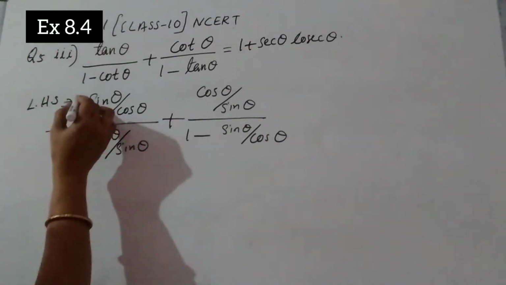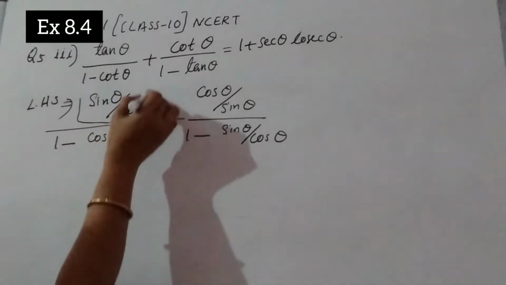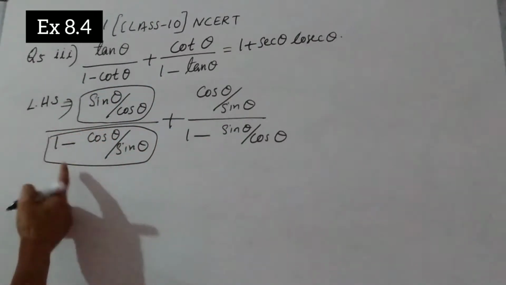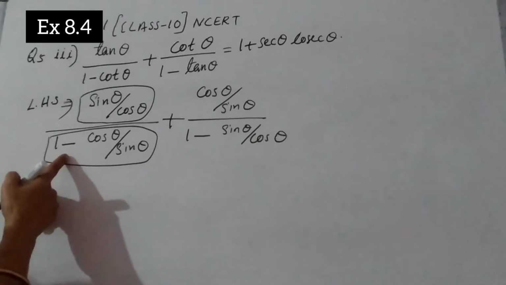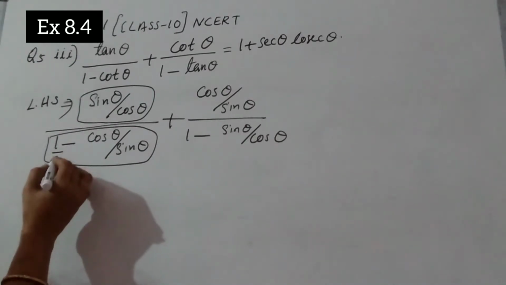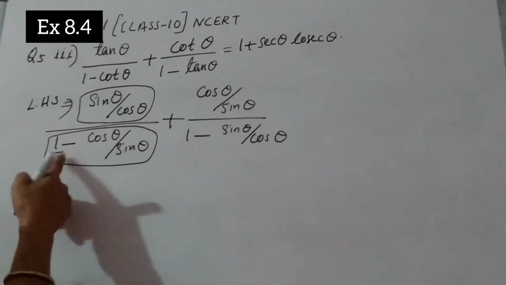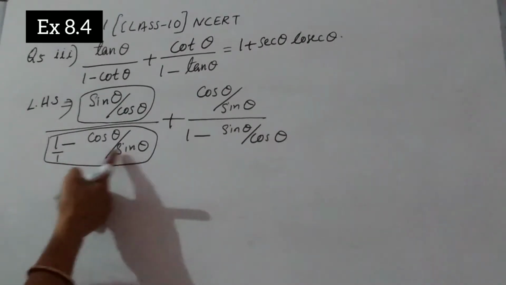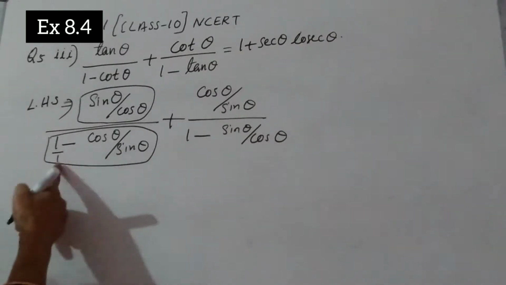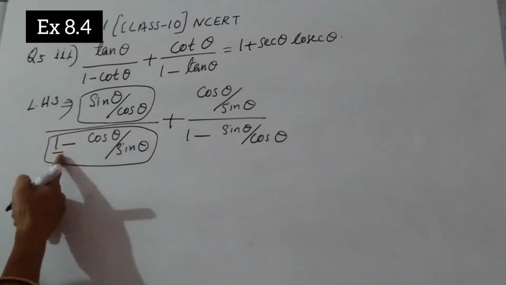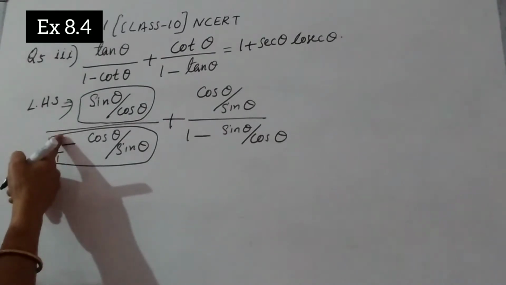Now here one fraction is there in the numerator and the denominator is another expression. So first we have to simplify the denominator. When we are simplifying the denominator, we have to take the LCM. LCM is sin theta here. 1 and sin theta are the denominators. When you are taking LCM, you will get sin theta as the LCM. For making the denominator same, you have to multiply here sin theta, here sin theta.